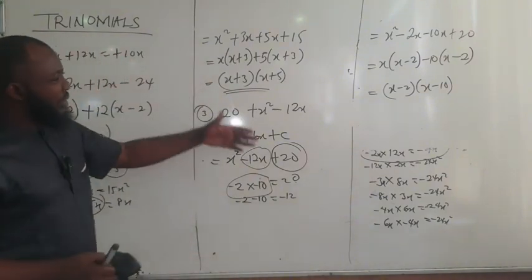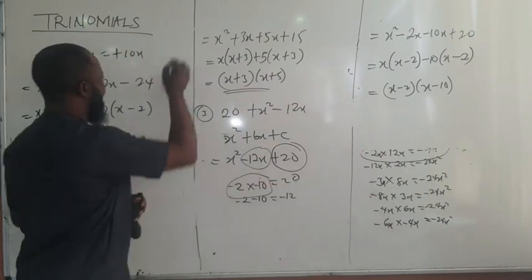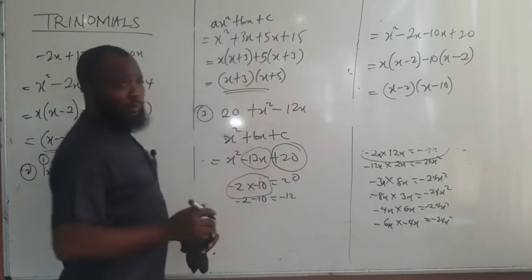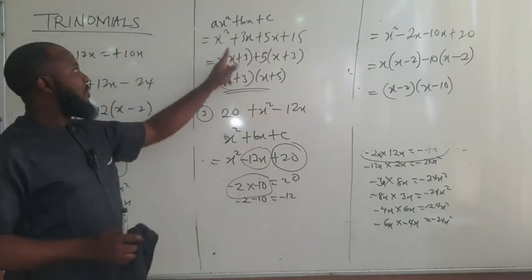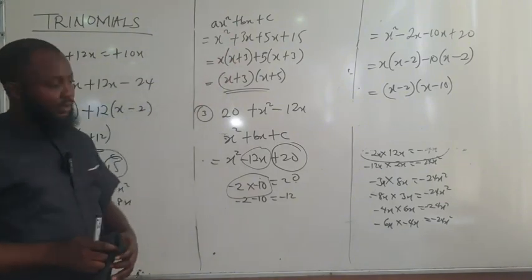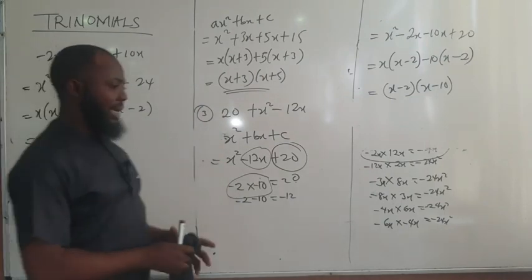So the same way we did this one, the same way we're going to do the one of ax squared plus bx plus c. That's the same way. The only difference is that the coefficient of x squared here is more than 1. The coefficient of x squared is more than what? 1. How do we do that? So let's look at that.